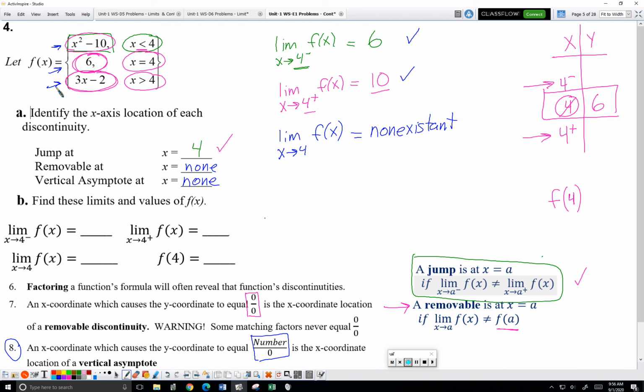Okay, the limits go quick. We've already done them. The limit from the left is 6. The limit from the right is 10. The overall limit is non-existent.